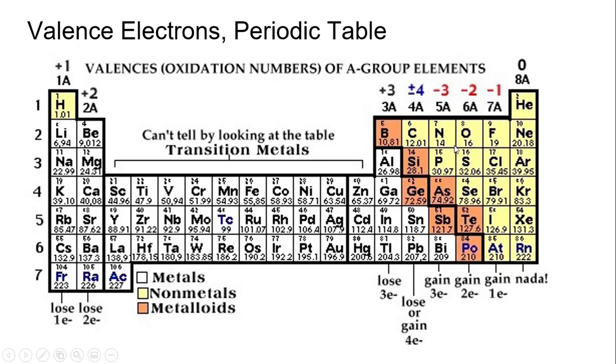So here I found this on the internet, and this is the valence numbers matching to the group numbers. So here we have group 1, group 2. So this means everything here has a valence electron of 1. This has a valence electron of 2. This has a valence electron of 3.